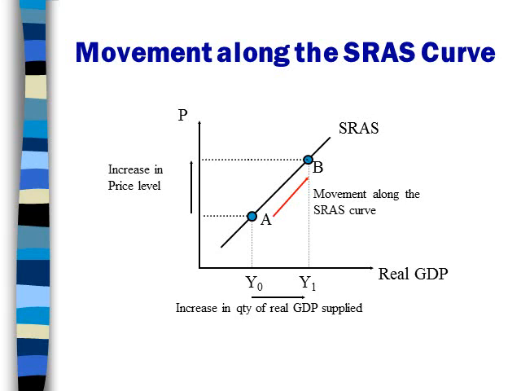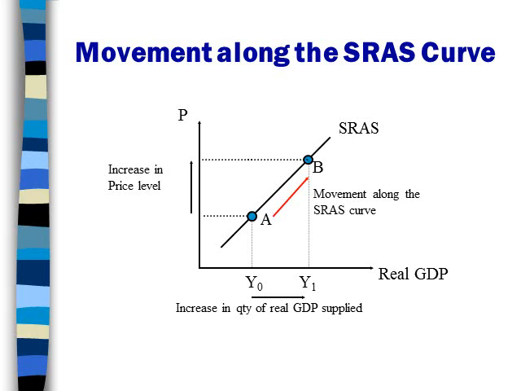Now, when we talk about movement, a movement means that on this curve, we move from one point to the other. When we are on the same curve, the change is a movement, measured by a change in the quantity supplied by the producers. This represents the mindset and behavior pattern of the sellers in general. A movement here is caused by a change in price level.